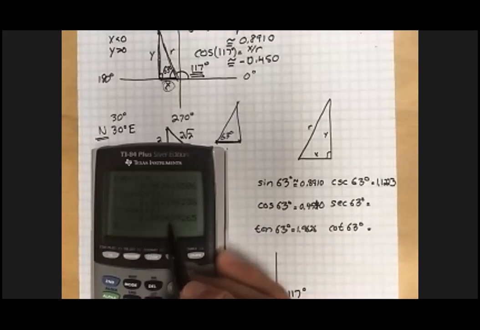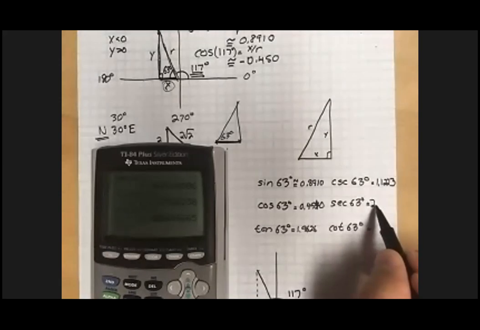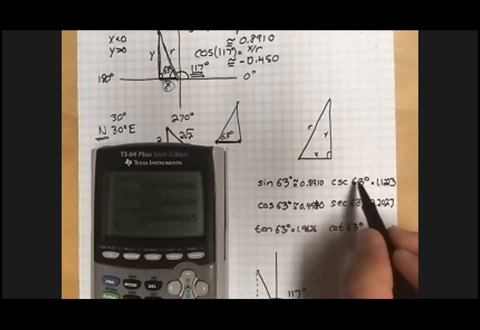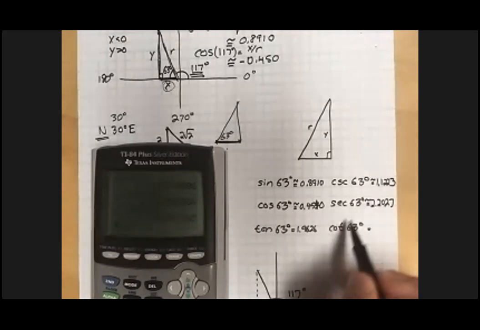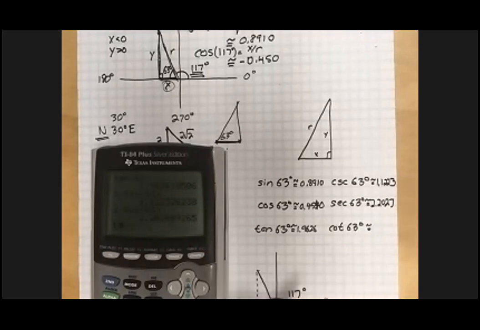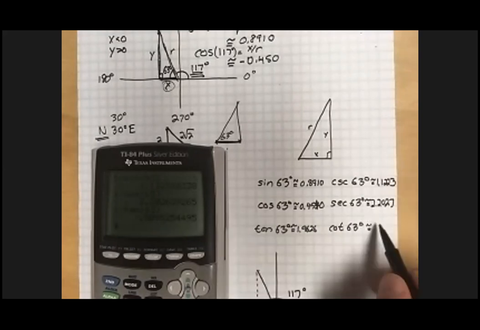2.2026, but round up, 2.2027. And cotangent is reciprocal of tangent, all approximating. 1 divided by tangent of 63 is 0.5095, and do not round up. 0.5095.